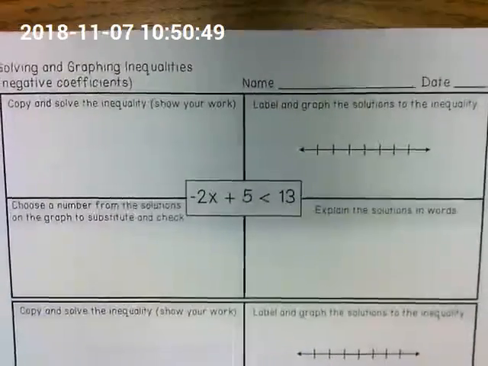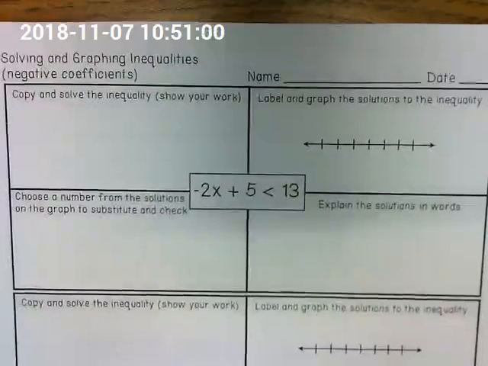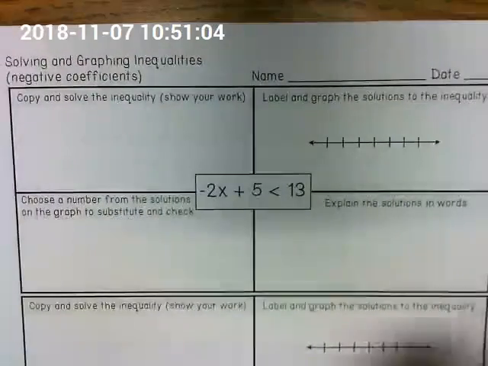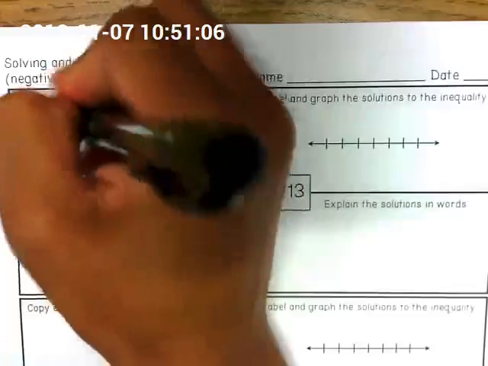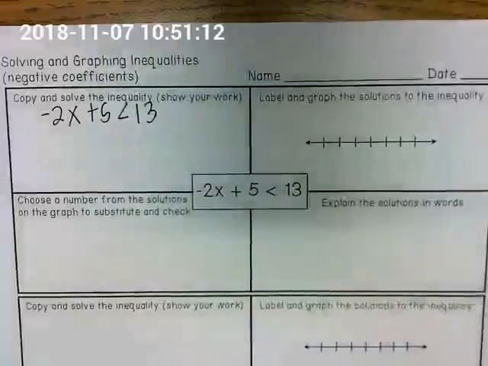All right, next we're going to talk about solving and graphing inequalities. So we just looked at a couple of problems where we solved an inequality. Now let's solve and graph. Looking at the first problem, let's rewrite it in the first box. We have negative 2x plus 5 is less than 13.